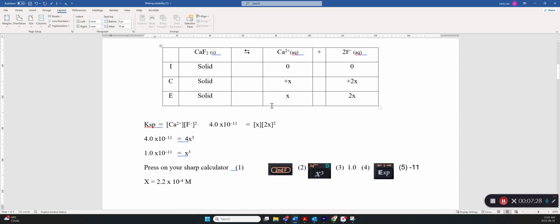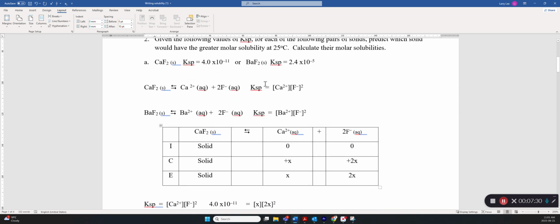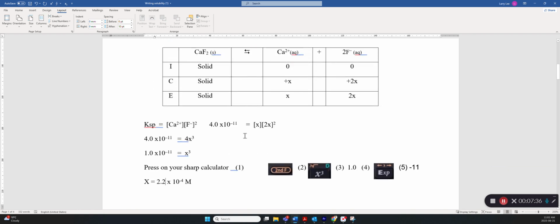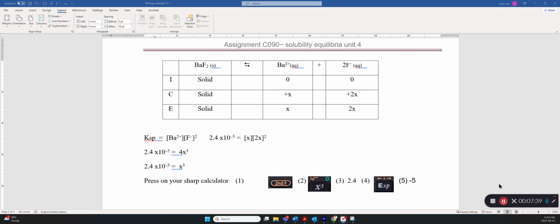We could do exactly the same process for barium fluoride. For barium fluoride, we got 2.4 times 10 to the minus 5, and we could repeat the whole process. Now we repeat the whole process for barium fluoride. The ICE table looks exactly the same. There's no difference. Barium fluoride would be the solid that dissolves in water.